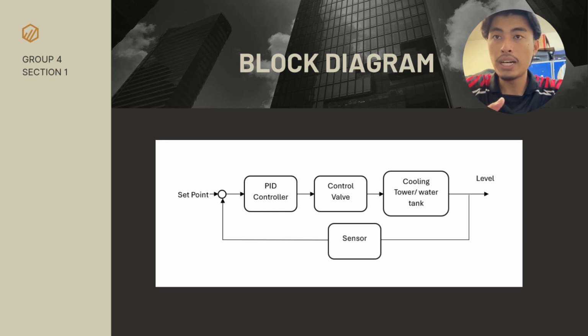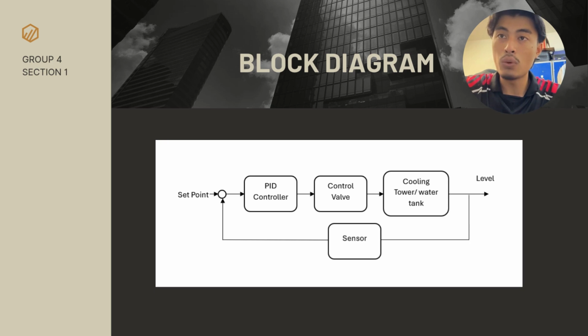Number 3 is the PID controller. This is the brain of our operation. The PID controller takes the error signal at its input. Based on the size and duration of the error as well as the rate at which the error is changing, the PID controller calculates a precise output signal. This output is designed to bring the actual level as close as possible to the set point. It's constantly working to eliminate the error.